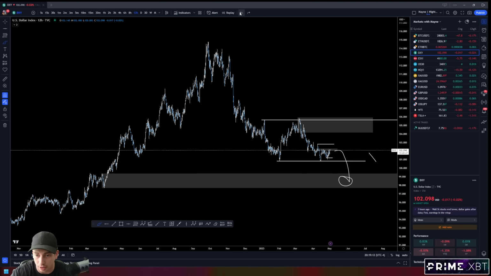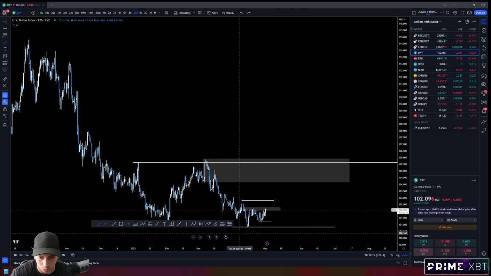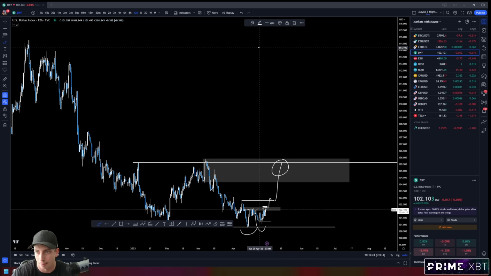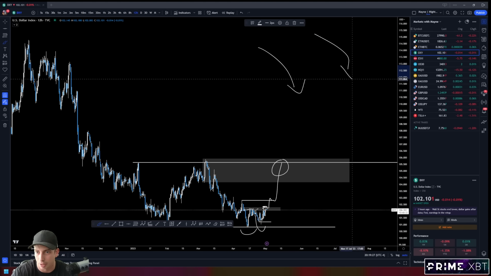But if the dollar has bottomed here, at least temporarily, we ran this low, got another low run here. We're rejecting this block again, maybe, I don't know. But if the dollar breaks up here, the inverse is going to happen. I expect equities to dump and I expect Bitcoin to dump.